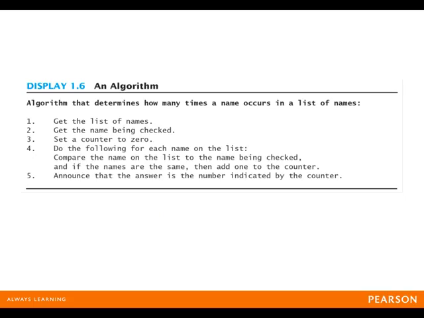So where do they come from? For now, it's coming from the keyboard. So we're getting the list of names from a keyboard. Get the name being checked, set a counter to 0, do the following for each name, and announce that answer. So number 5 is the output, number 1 is the input, and the rest of them are the processing that we do in our file.